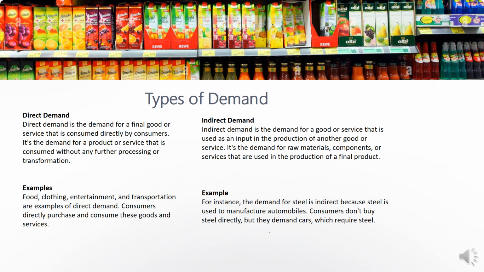Okay. So types of demand we will understand. There are two types of demand, which is direct demand and indirect demand. So what is direct demand? Direct demand is a demand for a final good or service that is consumed directly by the consumers, right? So when we consume or use a product or service directly, it's called direct demand. It is the demand for a product or service that is consumed without any further processing or transformation. So when the consumer is directly using the services or consuming the goods, it is called direct demand. That particular product or service is not going for further processing or transformation.